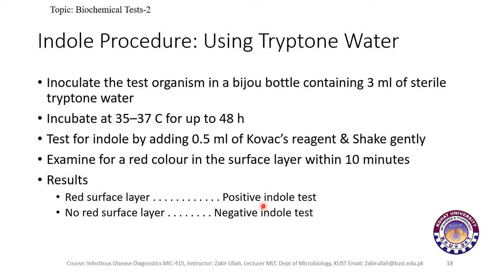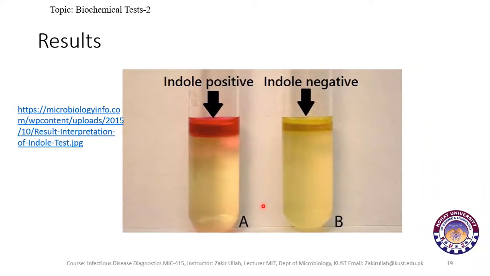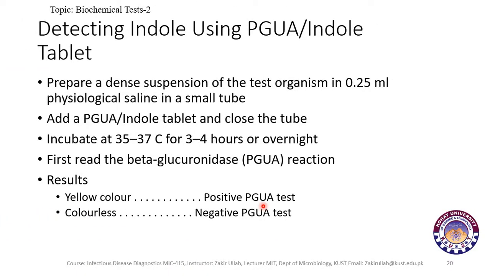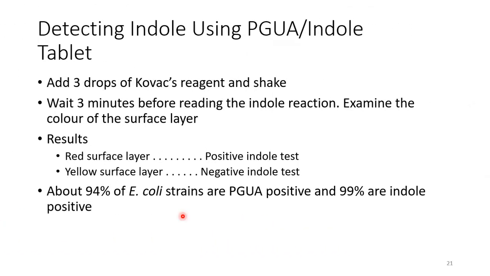If the surface layer produces a red color ring, then this is indole positive, and if the surface layer does not produce a red color ring, then it is negative. So this is the picture of indole positive and negative. Then using beta glucuronidase tablets, this is the result of the test, and if yellow color is produced, then it is positive for PGUA, and if it is colorless, this is negative. And then Kovac's is added, which gives a red or pinkish surface layer, and if a yellow surface layer, then it is indole negative.